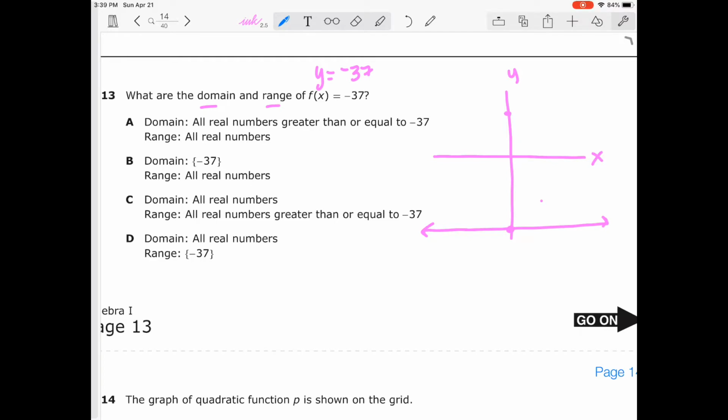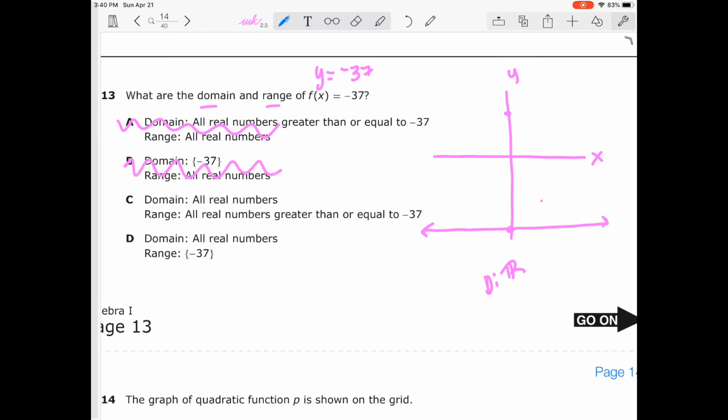My domain is going to be all real numbers. That means any value of x that I pick, if I pick x equals 1, x equals 2, x equals negative 1, x equals 0, any value of x that I pick, it's going to be on that line. So it's going to be all real numbers. That's going to eliminate A, and that's going to eliminate B.